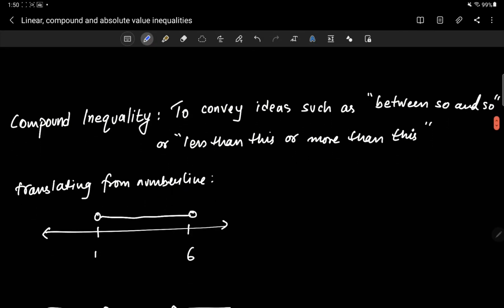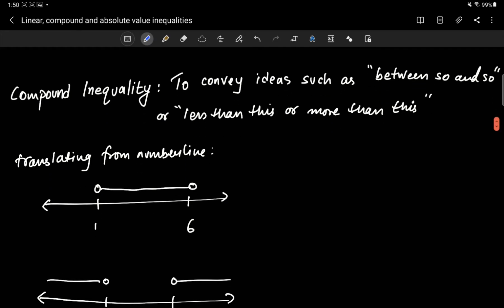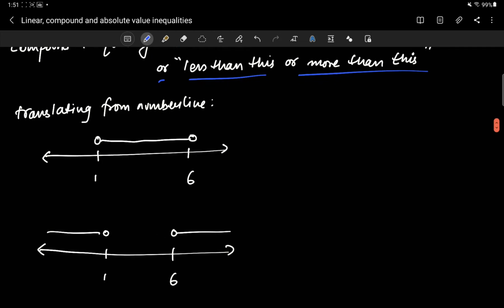Alright, so far we've looked at solving inequalities. Now, the real life situation where we need some modification is to convey ideas such as between so and so, or less than this but more than that. So sometimes we want to be able to model situations where things are not so straightforward.